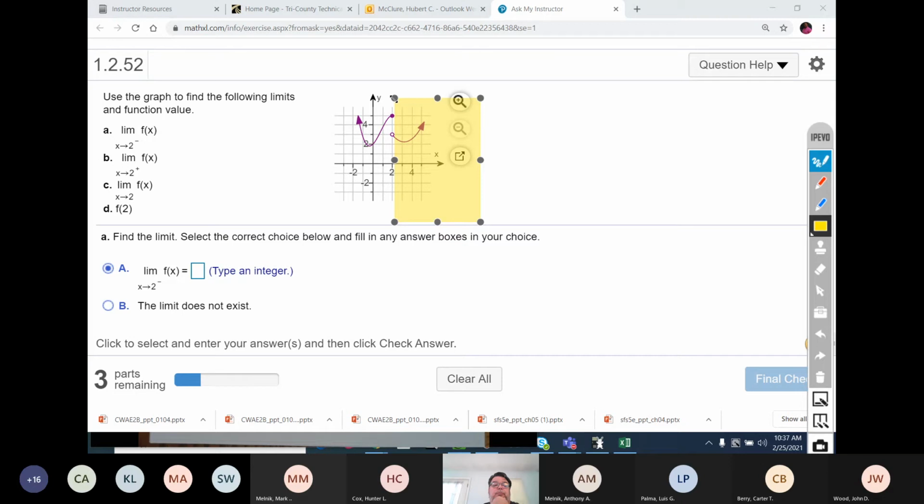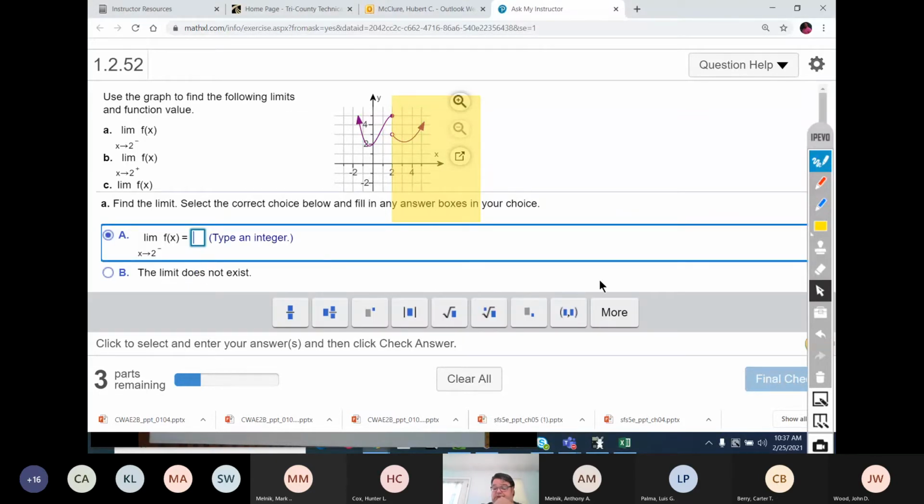Everybody with me? Okay, now somebody tell me, as I come from the left-hand side and I approach 2, what am I hitting in terms of y? Intercept. Right here. What's y? 5. So at 2 from the negative side, that should be 5.